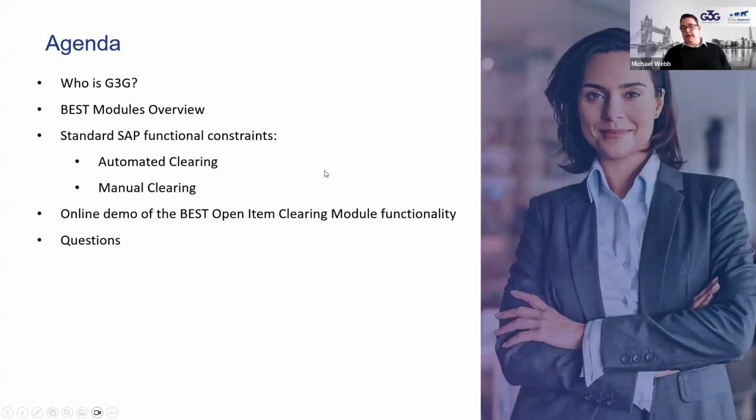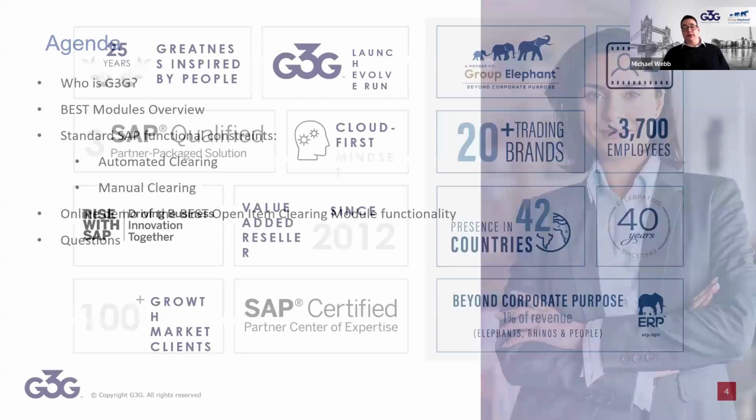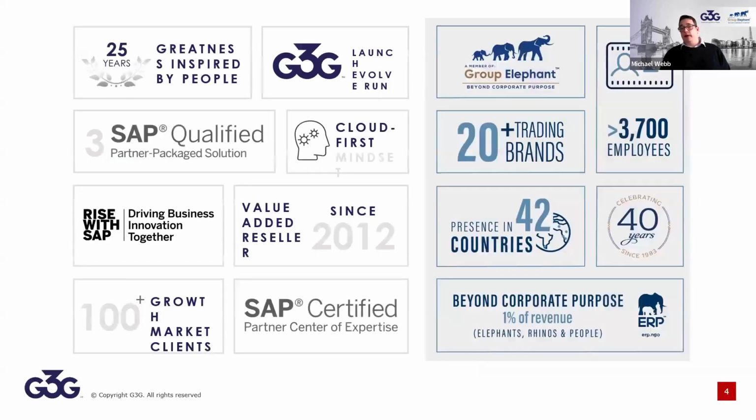Just a quick agenda for today. We'll quickly run through who G3G is, the Best module, standard SAP functionality, automated clearing, and manual clearing. We'll then get into a demo of the actual solution, and then we'll have a question and answer session right at the end. Please pop through any questions during the session. I'll be answering them if I can during the session, or we'll answer them at the end.